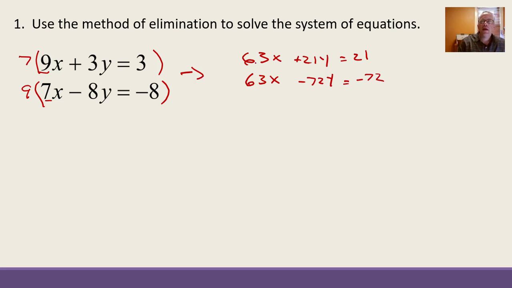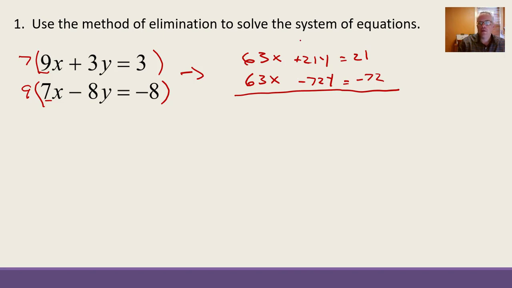Now, you notice that by doing this, we made the x terms the same in both equations. So, if we subtract them, we're going to eliminate x. So, we're going to subtract the equations. 63x minus 63x is 0. I'm not going to write anything for that. 21y minus a negative 72y.